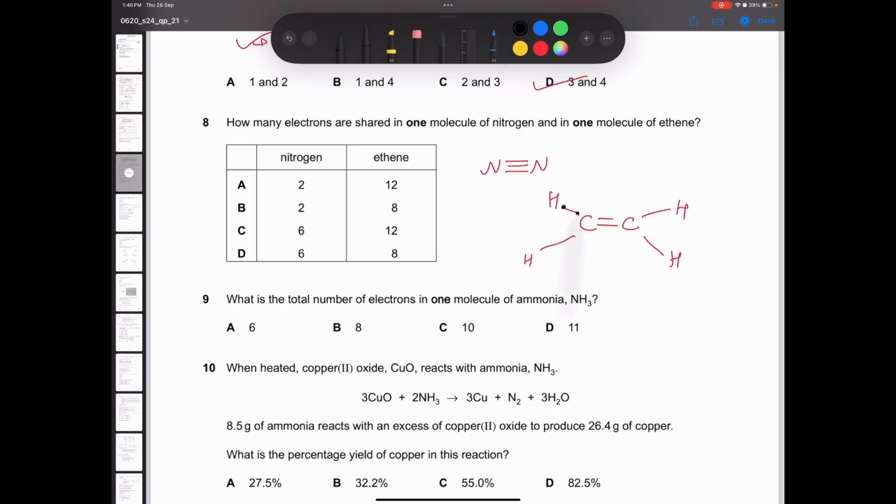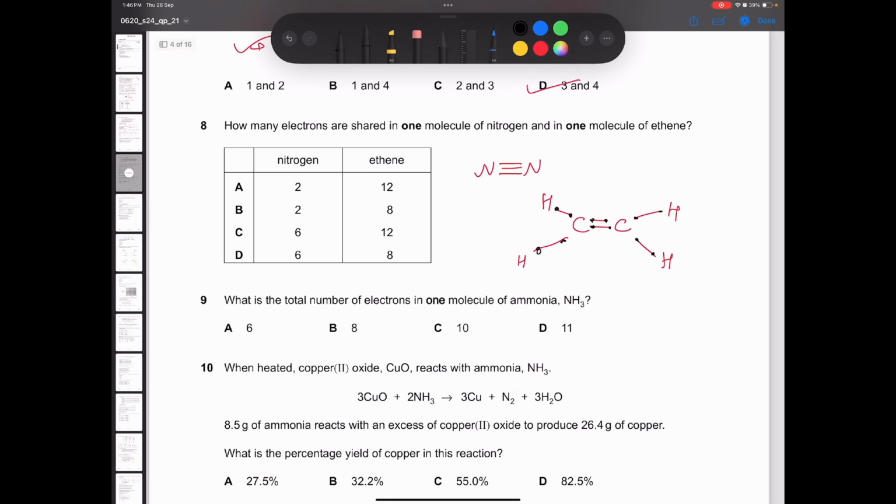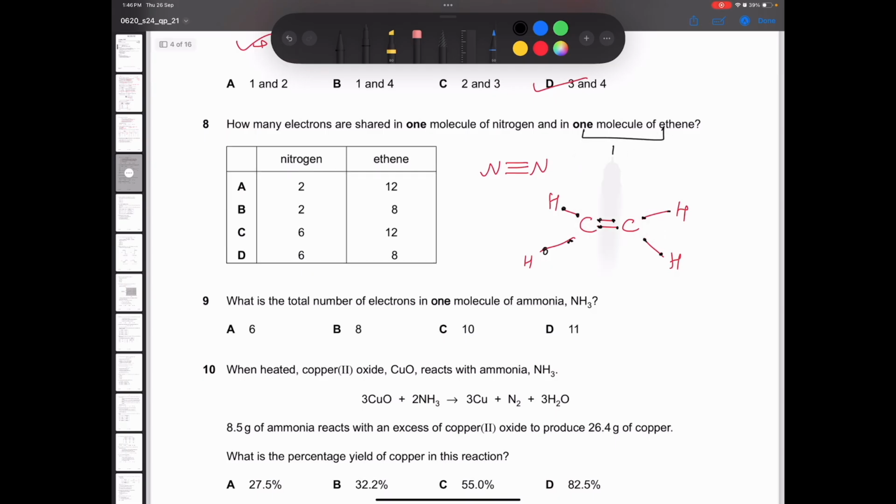1, 2, 3, 4, 5, 6, 7, 8, 9, 10, 11, 12. So in ethene, there are 12 electrons which are being shared. One single bond contains 2 electrons. Alright. Now let's check for nitrogen. 1, 2, 3, 4, 5, 6. So nitrogen is 6, ethene is 12. Option C is the correct one.